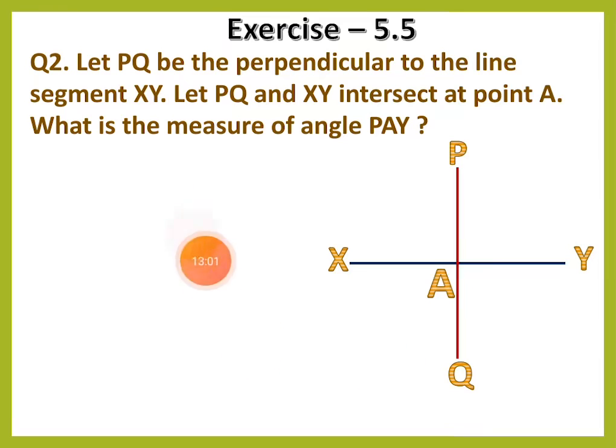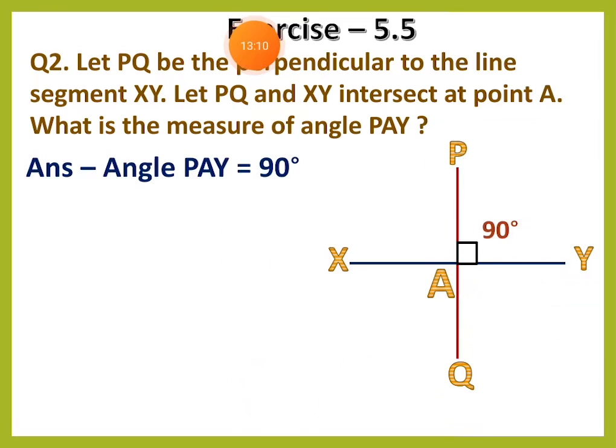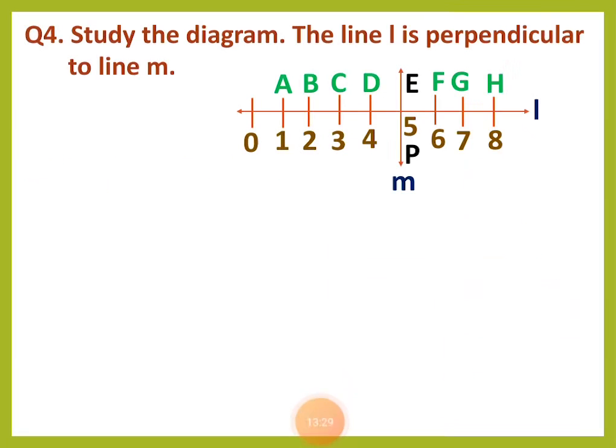Now we have to tell what is the measure of angle PAY. So see here, PAY, what is the angle formed, children? Come on, tell me. Yes, it will be the 90 degree angle. So we can write here that angle PAY will be equal to 90 degrees, because here PQ is the bisector of line segment XY. We can say this line segment PQ is the bisector of line segment XY. So we have got angle PAY is equal to 90 degrees.